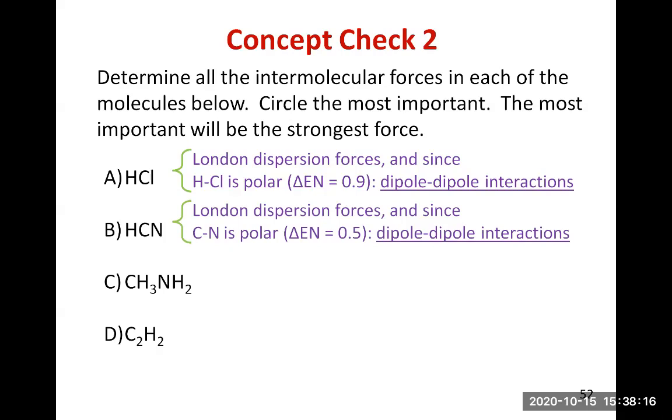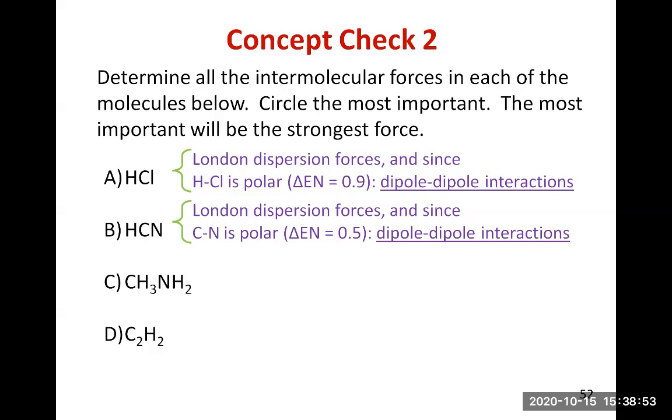HCN. So again, HCN experiences London dispersion forces like all molecules. Now, we saw earlier how HCN is a polar molecule because the CN bond is polar and it's not cancelled by the CH bond because it's a non-polar bond. So we have a polar molecule with a dipole from the carbon towards the nitrogen. And so these dipoles will attract each other, and so you will have dipole-dipole interactions between HCN molecules.